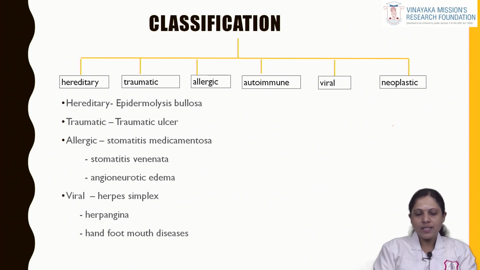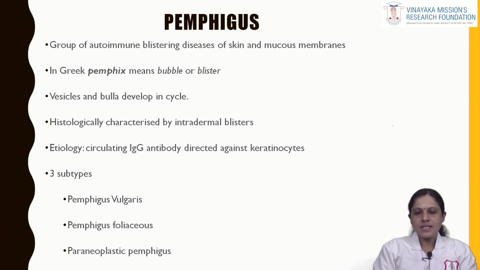So these are the following subheadings under the categories. First we'll be seeing about pemphigus. Pemphigus is a group of autoimmune blistering diseases of skin and oral mucous membrane. In Greek, pemphix means bubble or blister. It is characterized by vesicles and bulla which develop in a cycle. Histologically it is characterized by intradermal blisters.